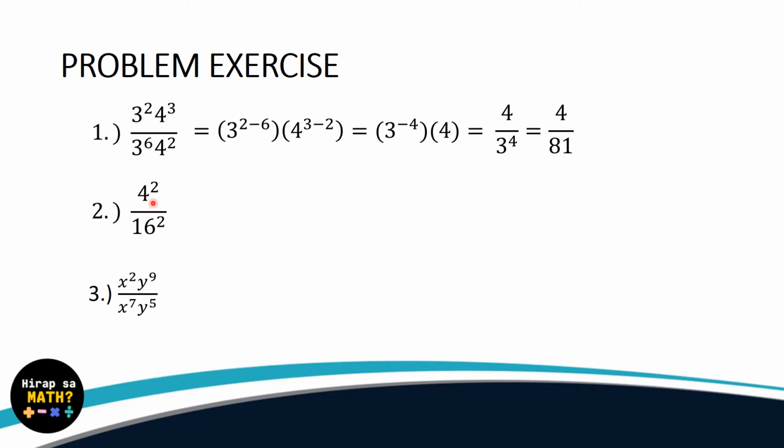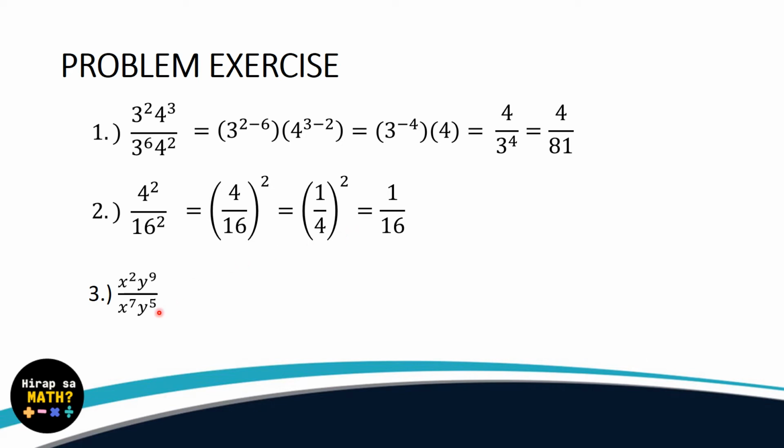Next, 4 to the second power divided by 16 to the second power. Ito yung kapag magkaiba ang base pero pareho ang exponent, pwede na nating i-operate muna yung base. So, 4 divided by 16 muna and then tsaka natin i-raise to 2. So, in this case, 4 over 16, i-simplify natin. Ang greatest common factor nila is 4. So, 4 divided by 4 ay 1. 16 divided by 4 ay 4. So, 1/4. Ngayon, pwede na natin i-raise to 2 kasi simplified na yung nasa loob ng parenthesis. So, 1/4 squared is equal to 1 over 16.